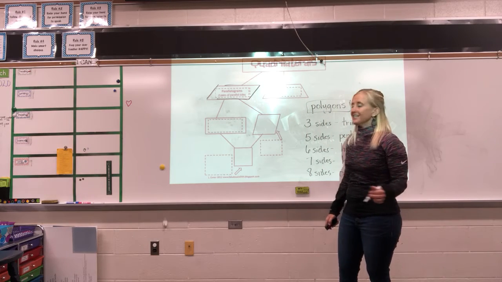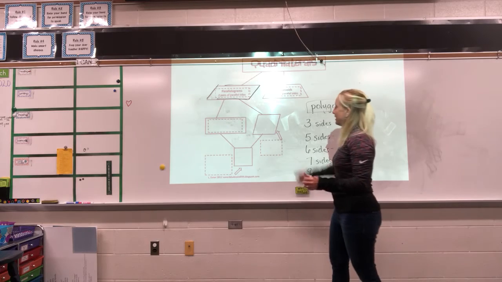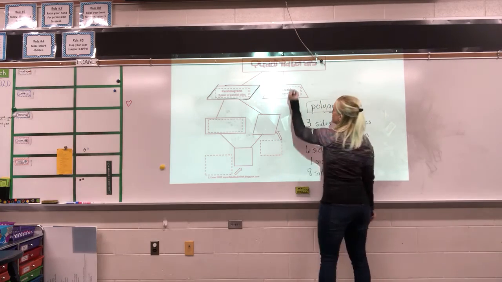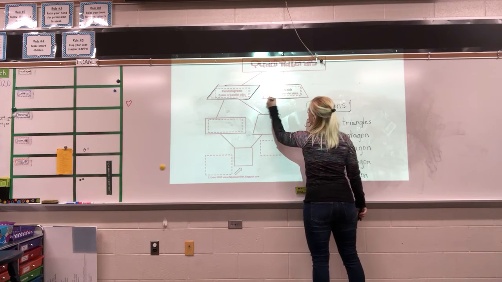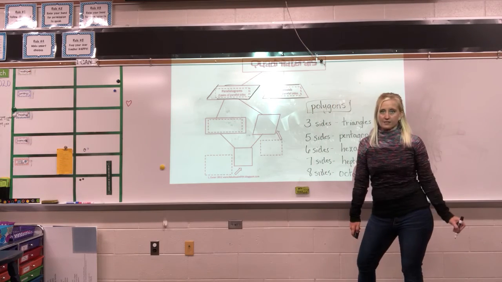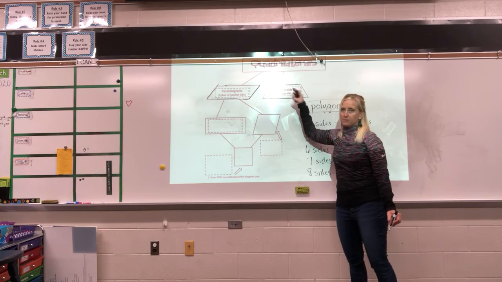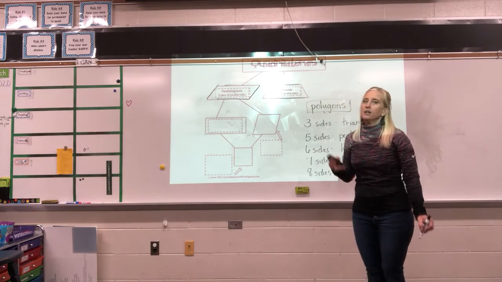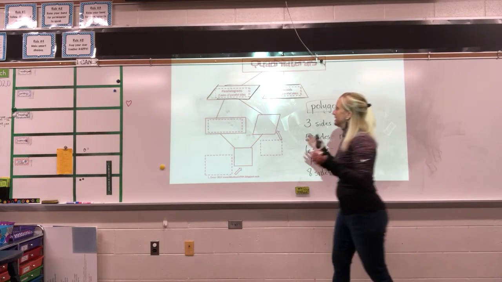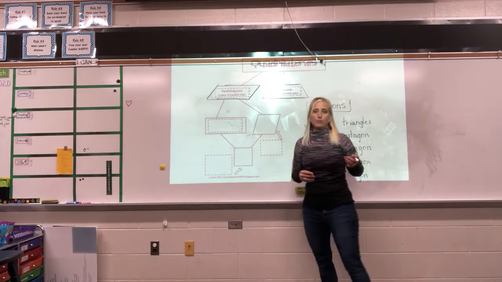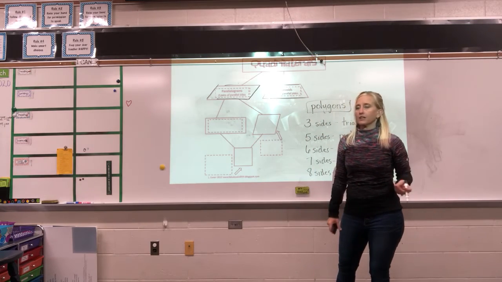If we continue, on the other side, is a trapezoid. A trapezoid is a shape that only has 1 set of parallel sides. Notice these 2 are not parallel, so that's a trapezoid. So when we're looking at naming 4-sided shapes, if it has both sets of sides that are parallel, it's going to be a parallelogram.